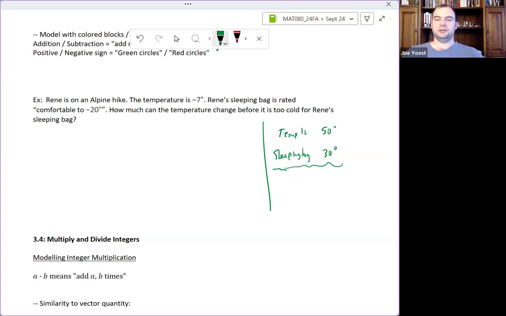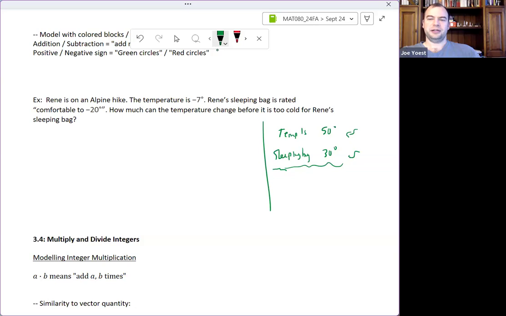Now, if you make it way too simple, like the temperature is 50 degrees and the sleeping bag's rated at 50 degrees, well, it can't get any colder. If you make it way too simple, then you can't really apply that same method to the original problem. But this seems like it's in the same ballpark: the sleeping bag's rating is colder than it is out right now. Negative 20 degrees is less than negative 7 degrees.